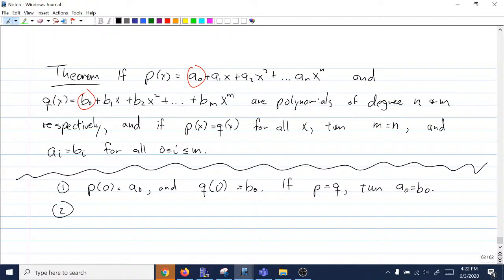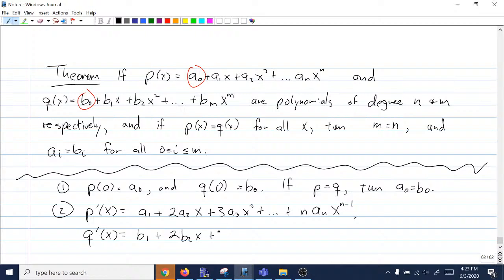What's p prime of x? The constant goes away, I get a1 plus 2a2x plus 3a3x squared plus dot dot dot plus n a_n x to the n minus 1. And q prime of x, if I take the derivative of this polynomial, the first coefficient goes away, I get b1 plus 2b2x plus 3b3x squared plus dot dot dot plus m b_m x to the m minus 1.